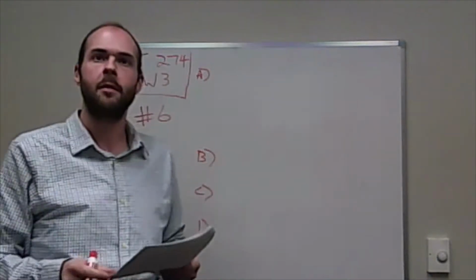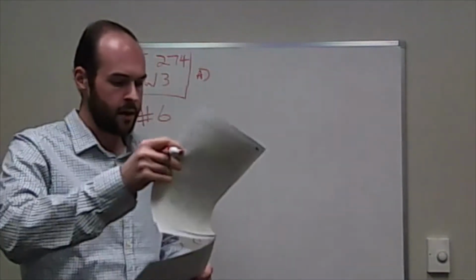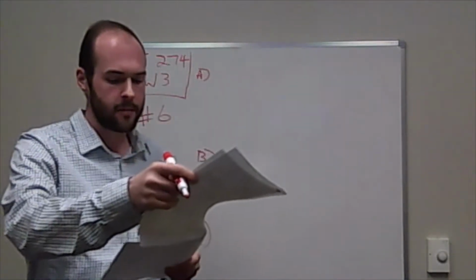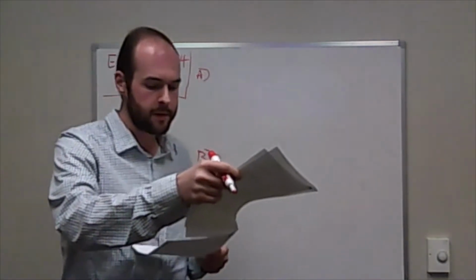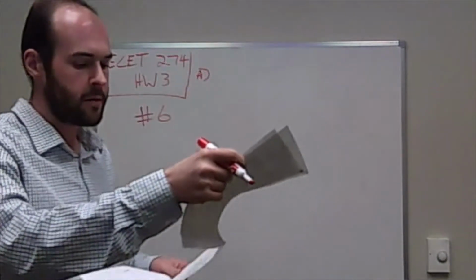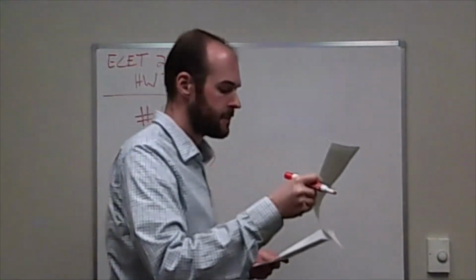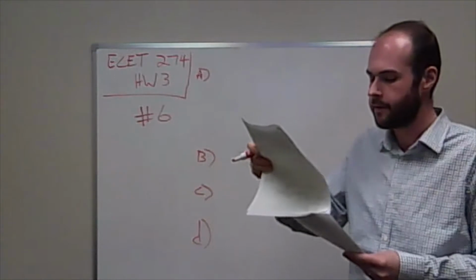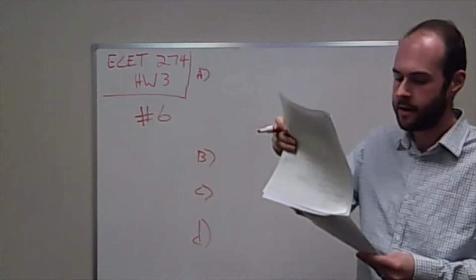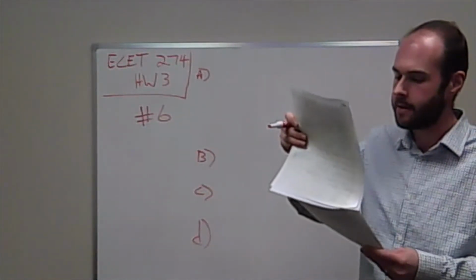Alright, next we have problem 6. Problem 6 asks us to determine the following for a mixer, a 50 ohm system, with the following parameters. So much the same as number 5, but in step D we'll be using high side injection instead of low side injection. So A, determine the input power in dBm.